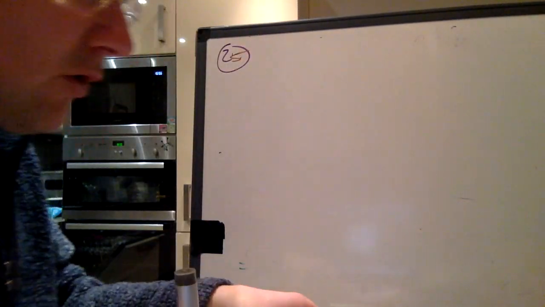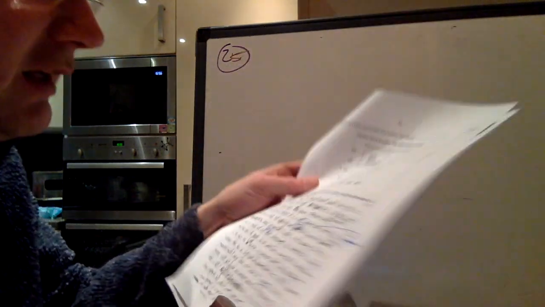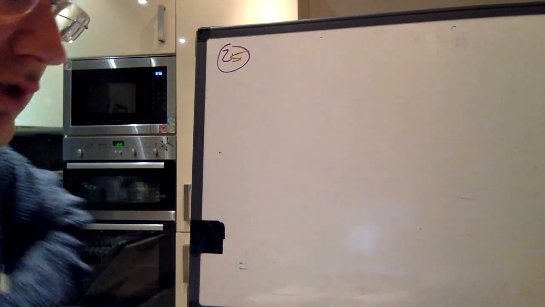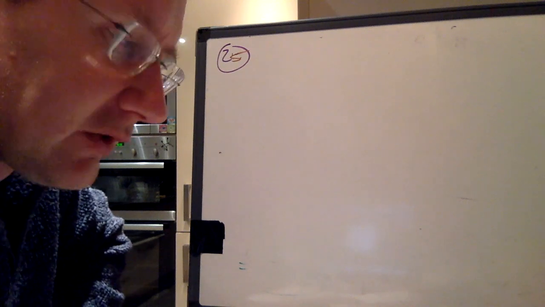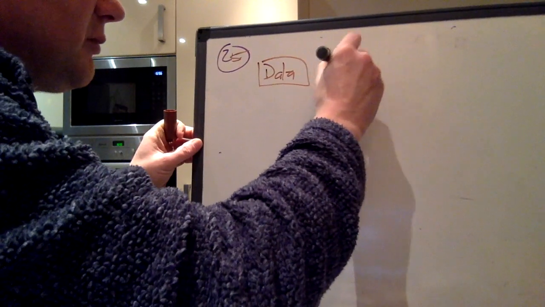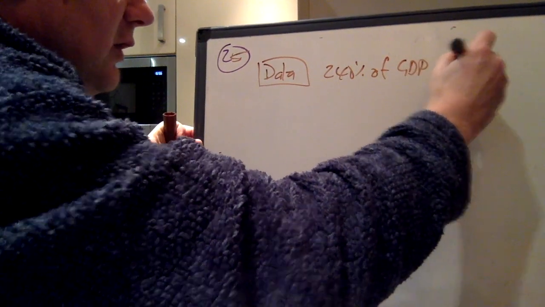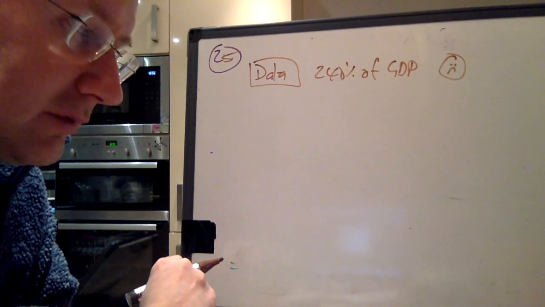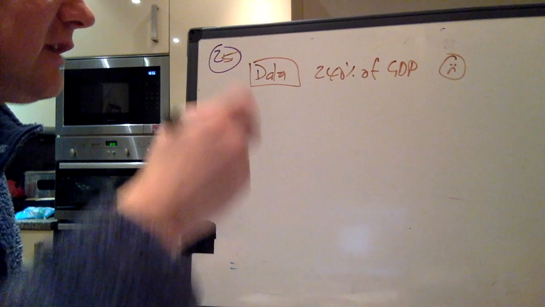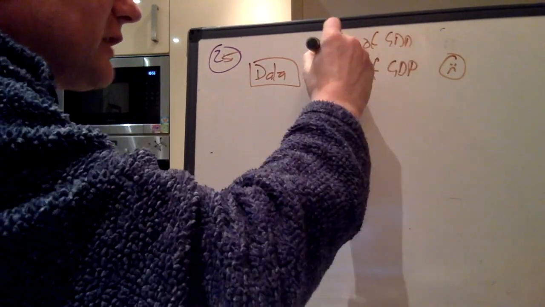So we got this data on Japan. Japan's fiscal situation deteriorates rapidly, but so does everybody else's. Yeah, but Japan's deteriorates faster than everybody else. So in terms of using the data, we've got to go, well, 240% of GDP is no fun at all, other things being equal, and it's risen, from 1990, from 50% of GDP to 240% of GDP.